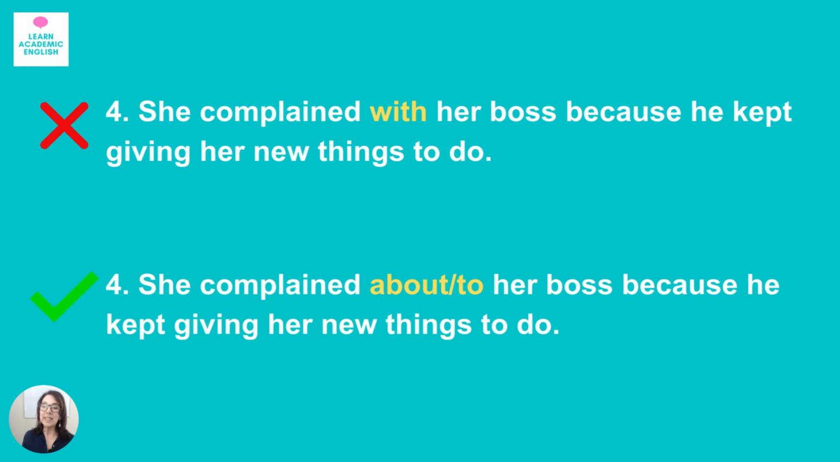She complained about her boss because he kept giving her new things to do. Okay, what does that mean? That means that she talked about her boss with someone else. So maybe she went to work, her boss gave her too many things to do, she went home, and she complained about her boss to her husband or her sister or someone.